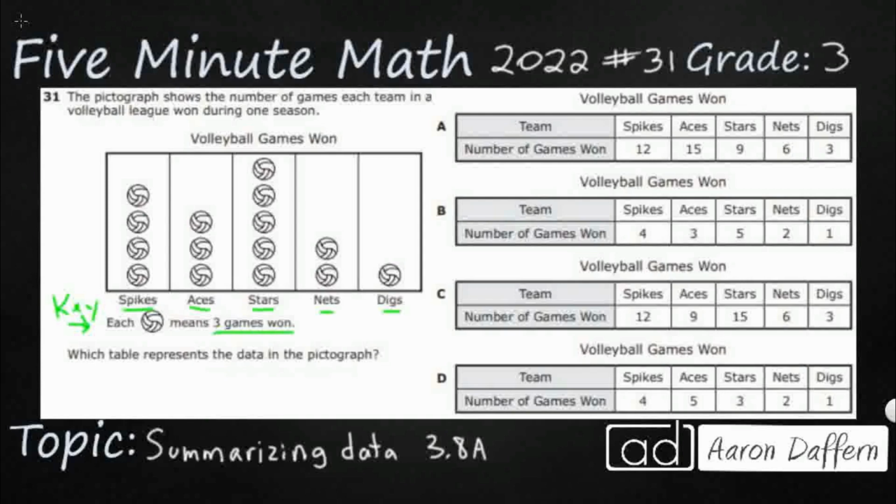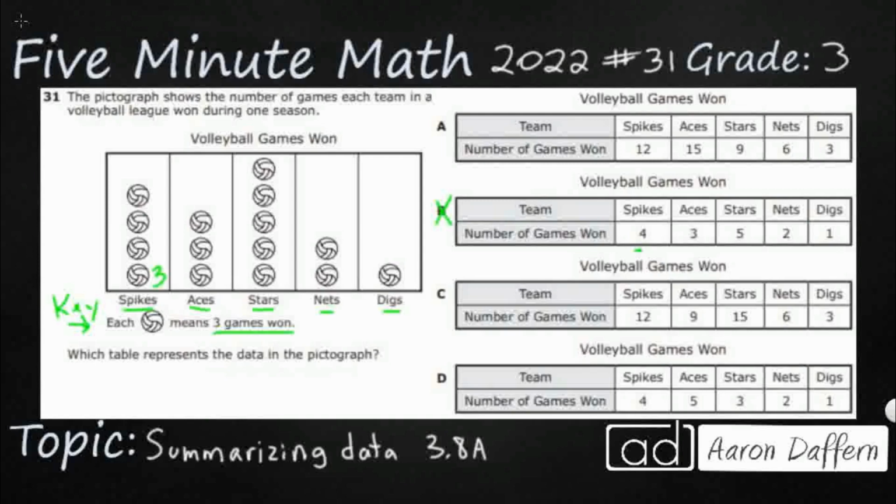So we need to translate this into one of these tables. If we miss this key, this whole thing is going to be wrong. Take a look at B right here. There are 4 volleyballs in Spikes, 3 in Aces, 5 in Stars, 2 in Nets, and 1 in Digs. I'm going to guess that B is the most chosen incorrect answer because that does not take into account our key. Each of these volleyballs represents 3 games won.